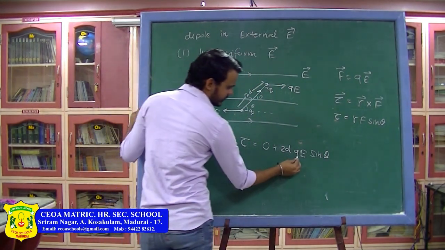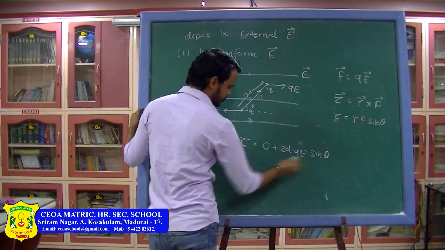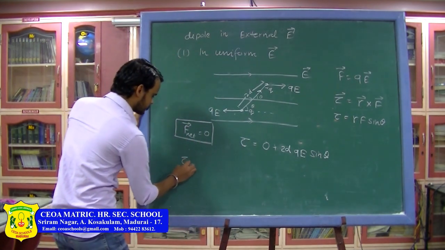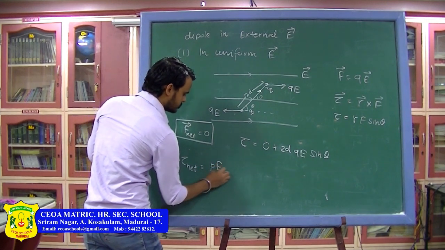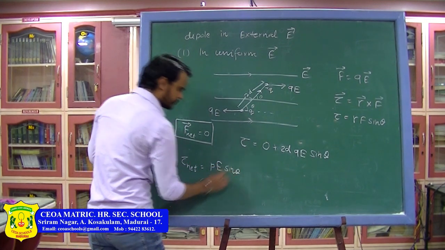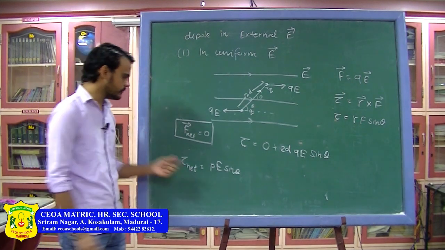Again, from here I can write Q into 2d as P. So net torque, tau net, is P E sin theta. So this is the magnitude of the torque.